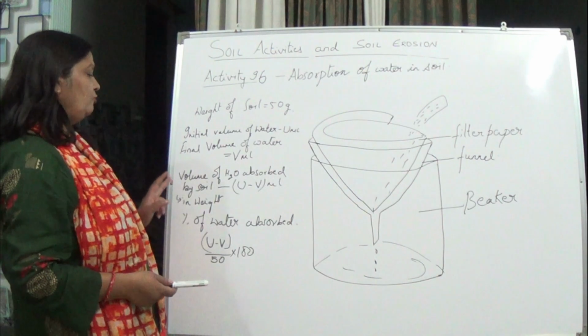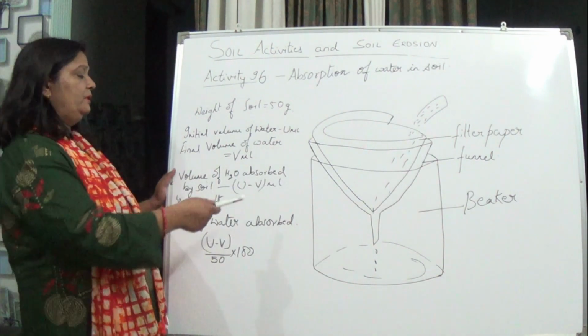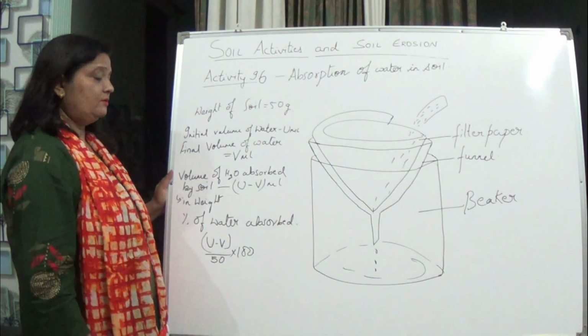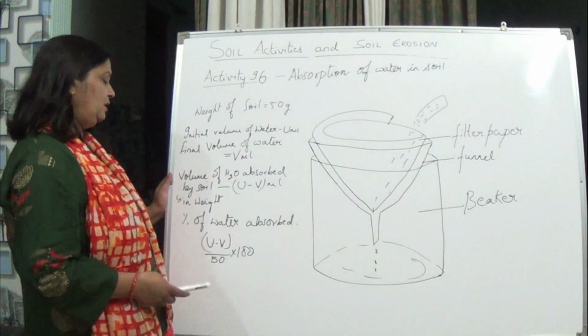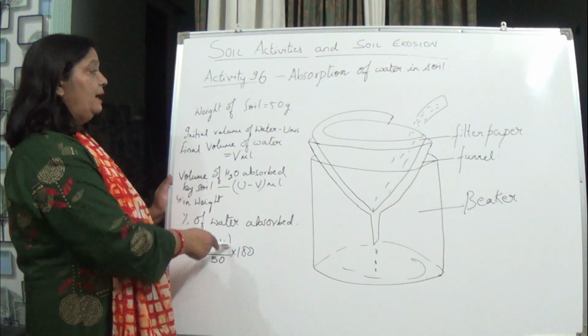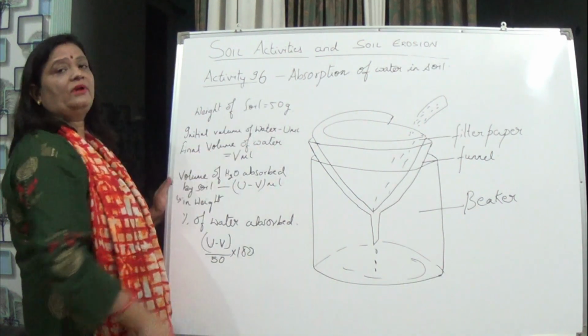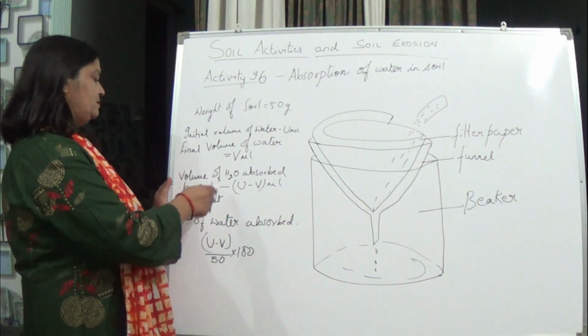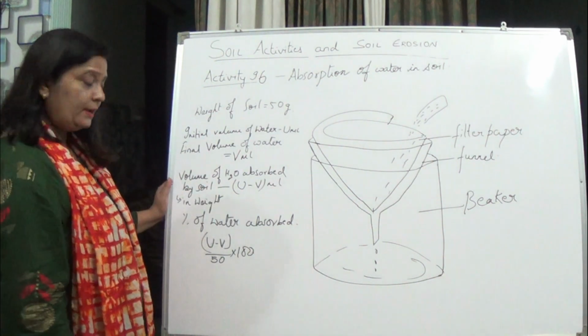Here, if you are writing volume of H2O absorbed, you will be writing the unit ml. If you are writing for the weight, it will be U minus V, and it will be in grams. So here U minus V in grams, because here we have taken the weight of the soil in grams. So you will be taking the weight of the water absorbed by the soil.